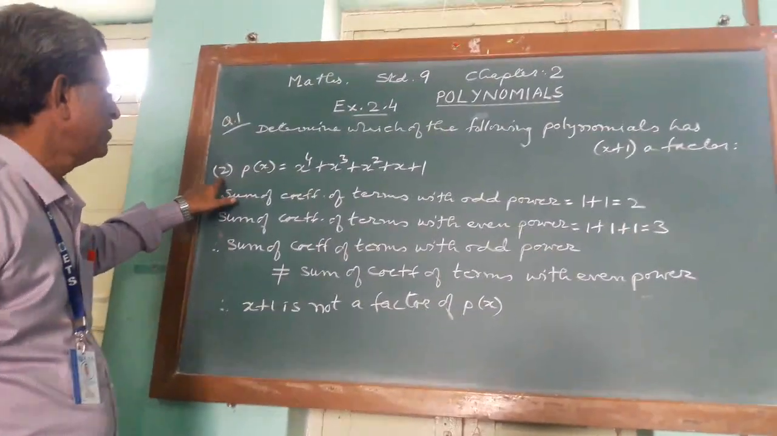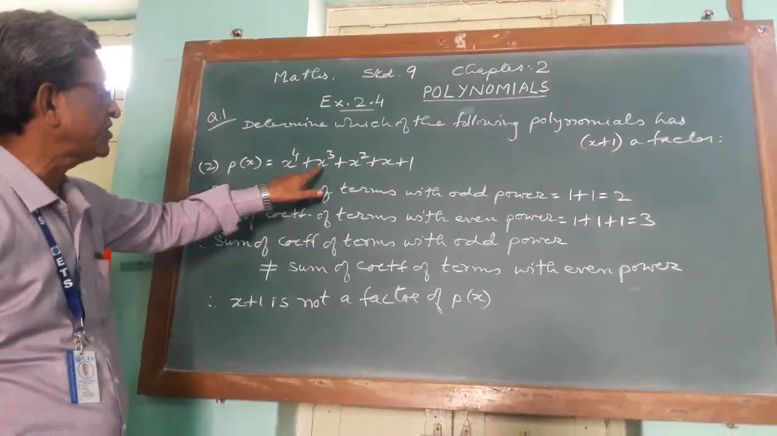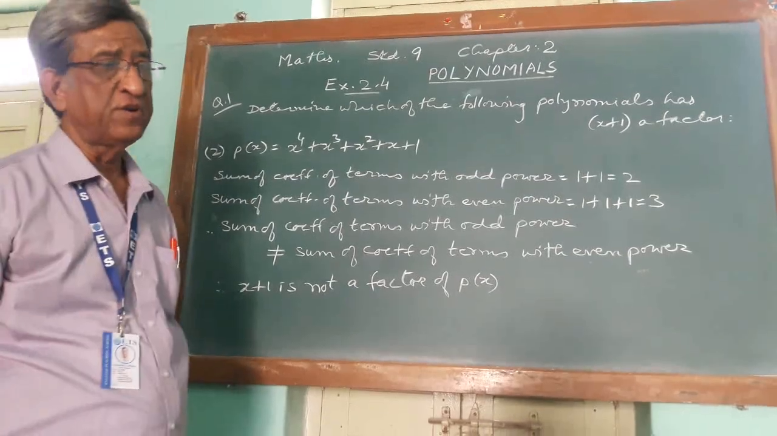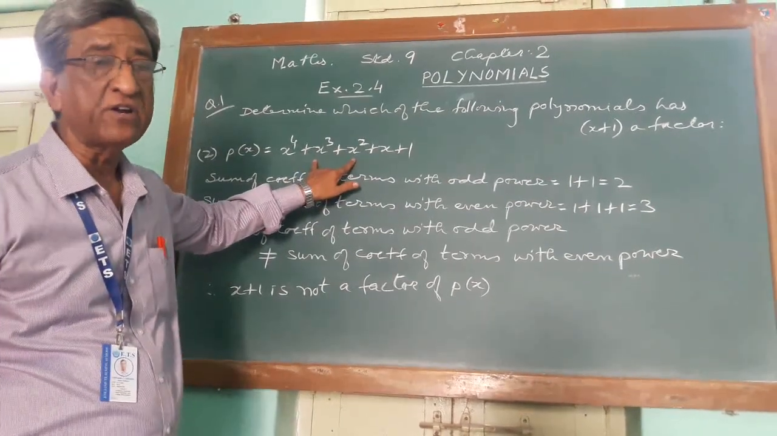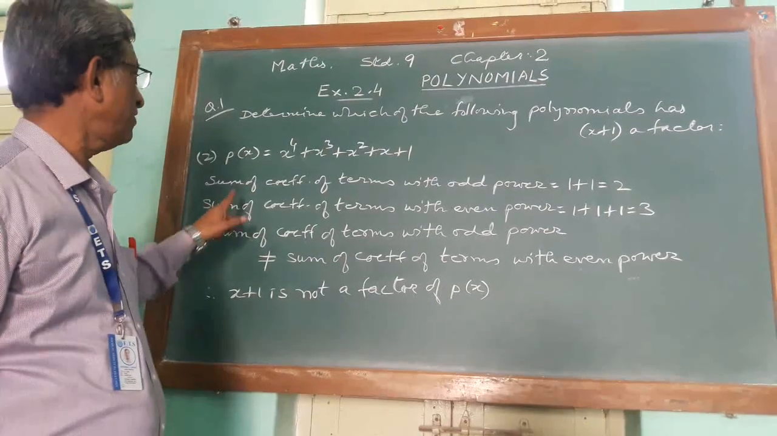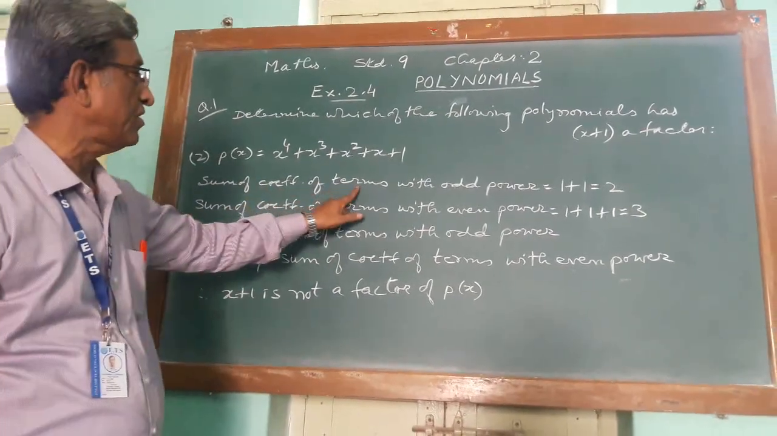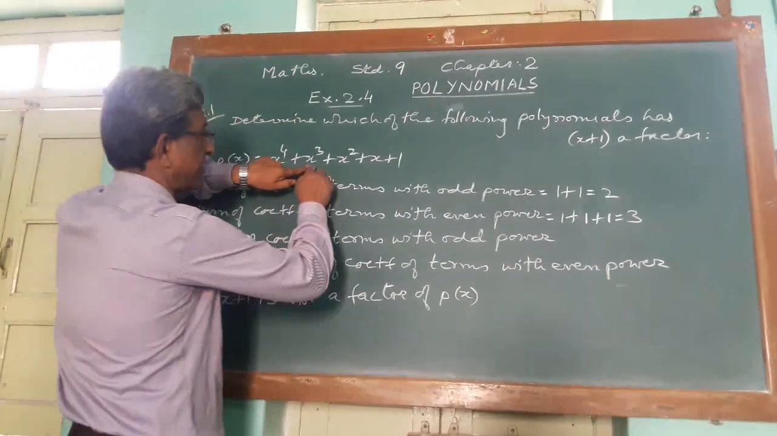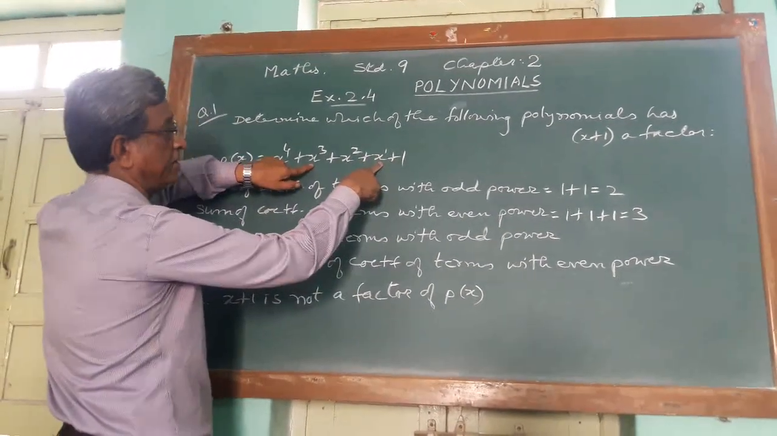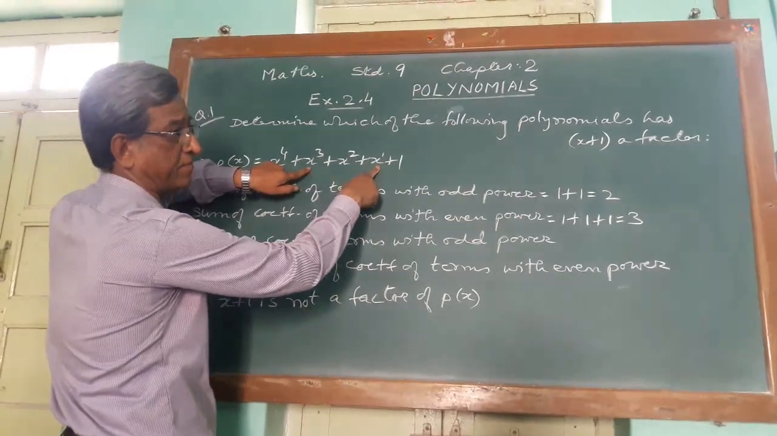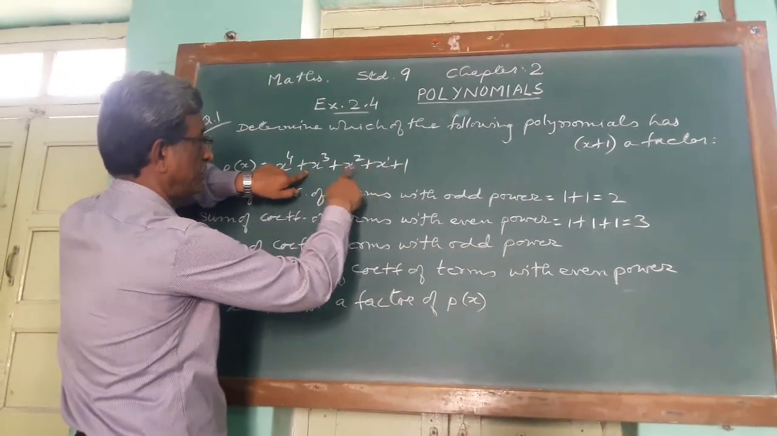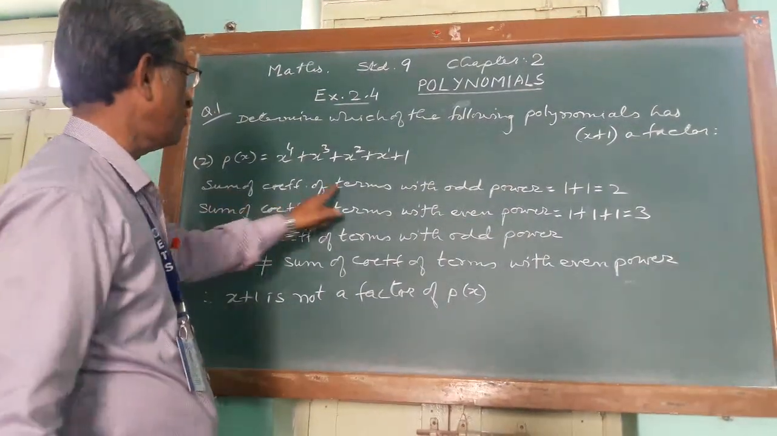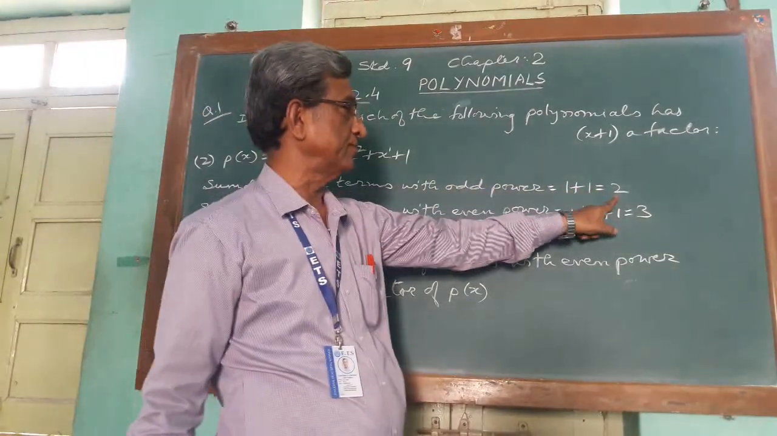Second one. Here the polynomial given is x^4 plus x cube plus x square plus x plus 1. Now here also you have to find out whether x plus 1 is a factor or not. First of all we will find the sum of coefficients of the terms with odd power. These are the two odd powers, x raised to 3 and x raised to 1. Their coefficient is 1. So 1 plus 1 is equal to 2. So the sum of coefficients of the terms with odd power is 2.